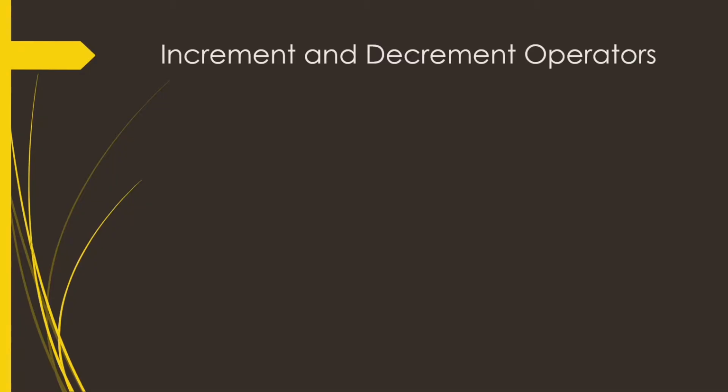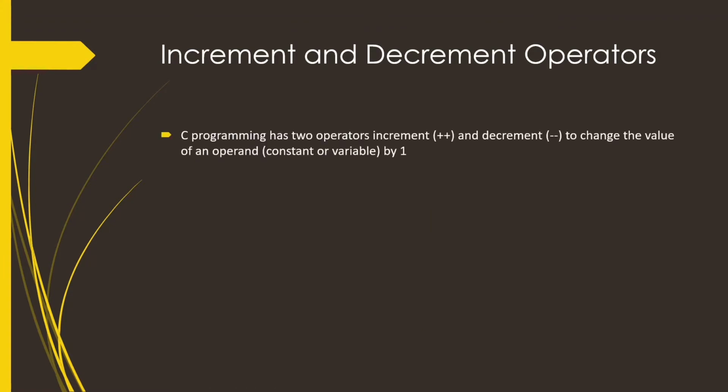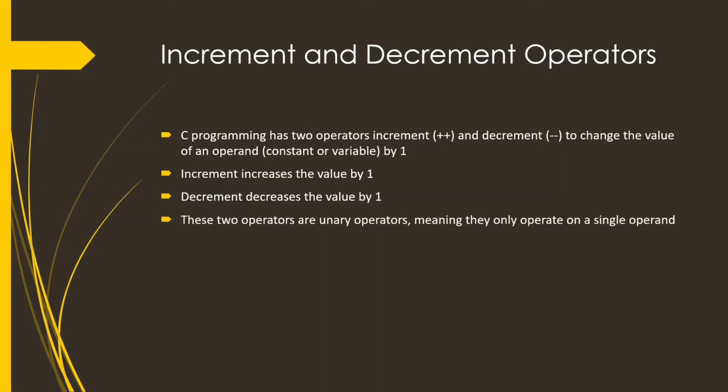Next are increment and decrement operators. C programming has two operators, increment and decrement, that is plus plus and minus minus, to change the value of an operand, constant or variable, by 1. The increment operator increases the value by 1, while the decrement operator decreases the value by 1. These two operators are unary operators, which means that they only operate on a single operand.